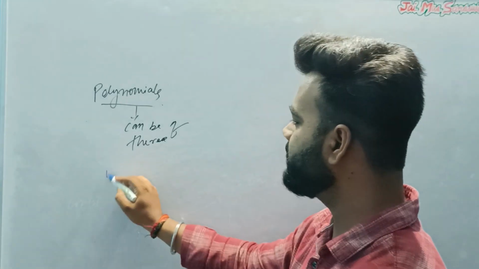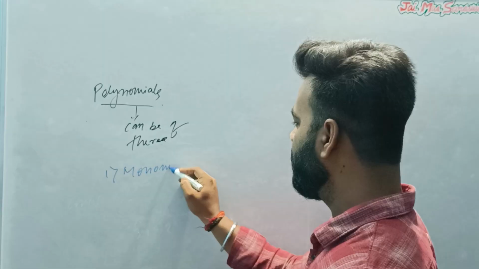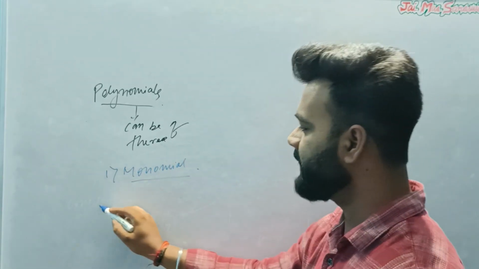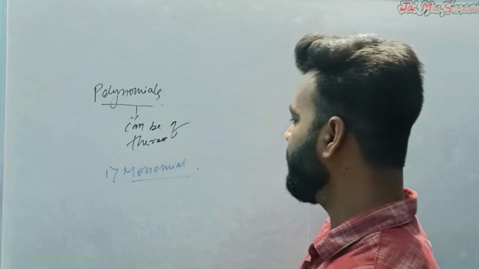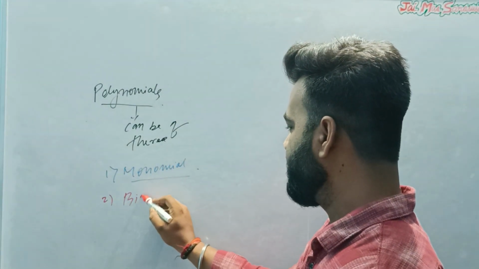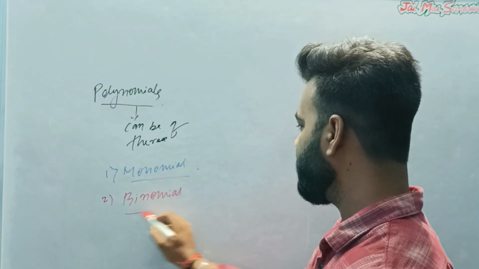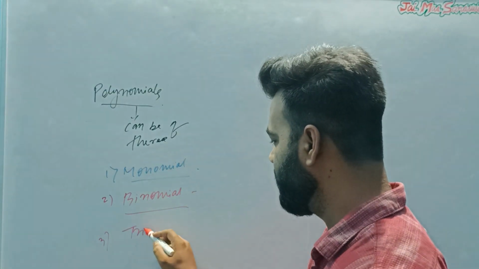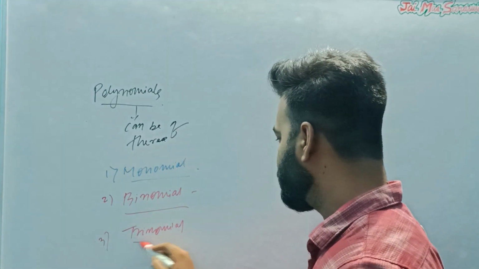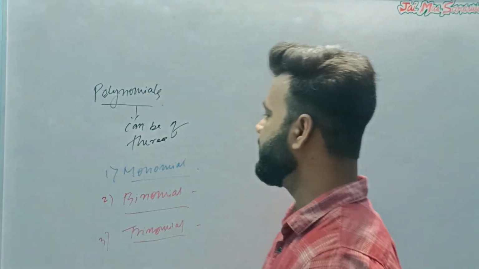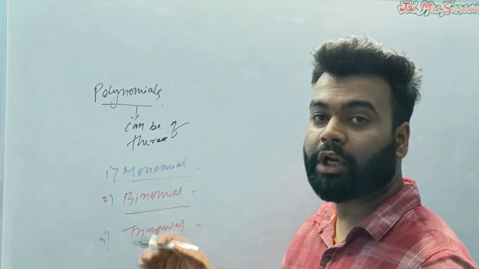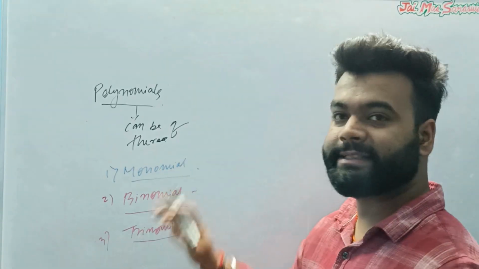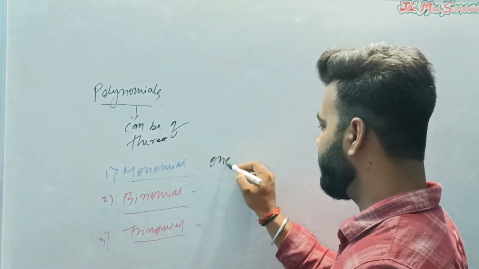What are they? The first is monomial. The second is binomial. The third one is trinomial. So how are these polynomials different from each other? It differs according to the number of terms. Monomial is a polynomial with one term.